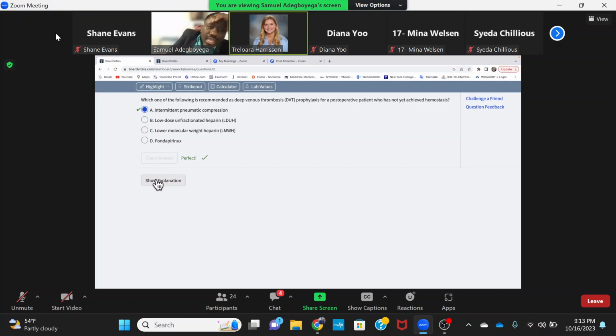Can I use low molecular weight? Yes. From the Purinox? Yes, this from the Purinox is really great in patients who've got HIT, okay? It's a synthetic heparin. So the answer they're looking for is A. You know why? Because you have not yet achieved hemostasis. The patient is still bleeding. When a patient is still bleeding, you don't want to give him heparin, okay?